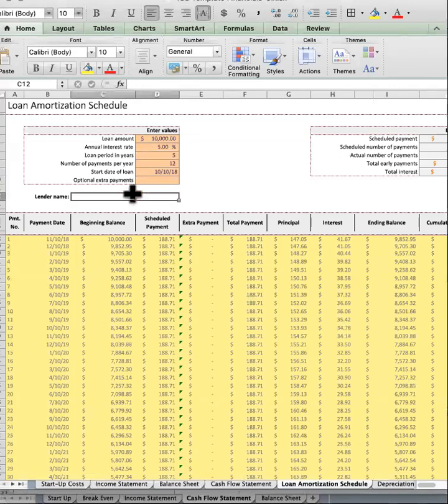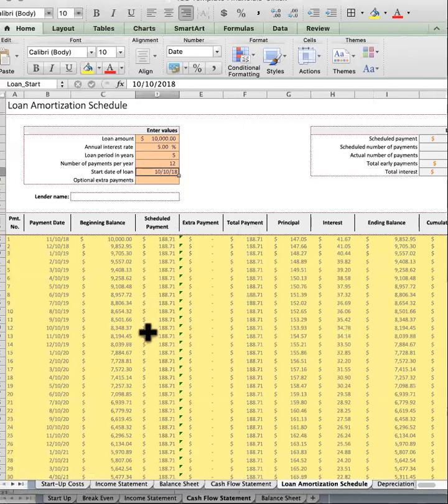If you have any research into the lender name you're looking into or the financial institution you'll go through, include that as well. This is the line where you choose how many payments per year. Most of them are monthly, so 12 payments in a year. And then starting date of the loan you can input here.